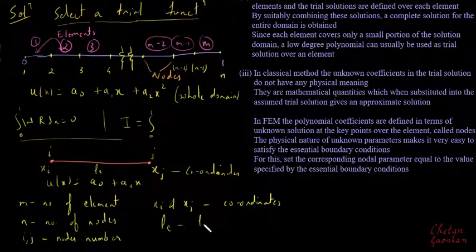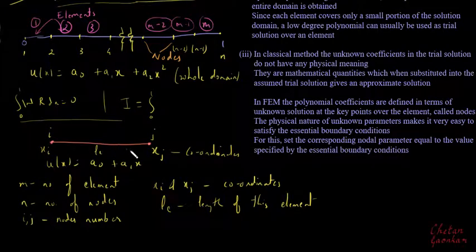Le is the length of this element. Le is the length of this element. So these are the basic terms which we need to understand. So this is the first difference between finite element method and classical approximate method.